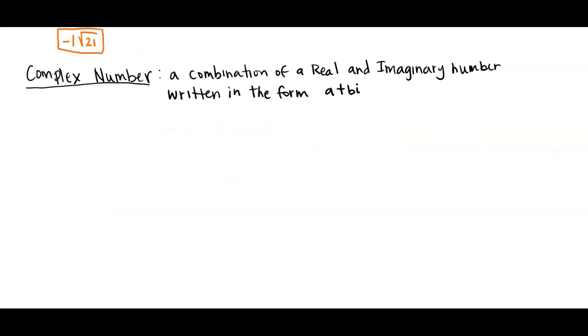So a complex number basically has two different parts to it. It has the real number part, and that's this a when it's written in this form. And then the part that has the i in it, this part here, is our imaginary number part.